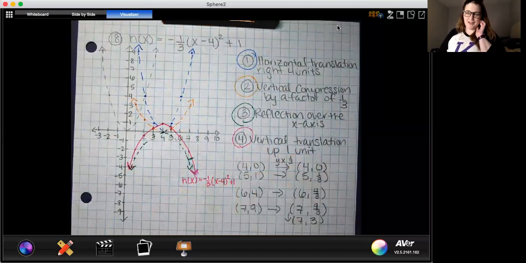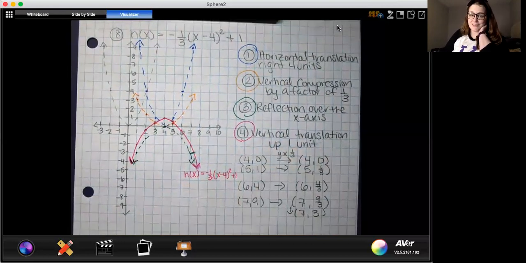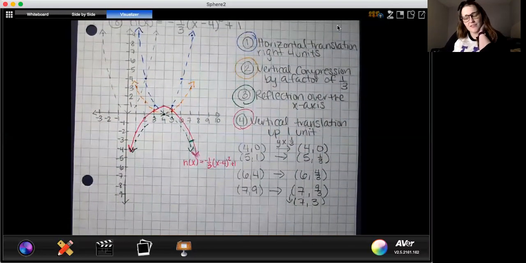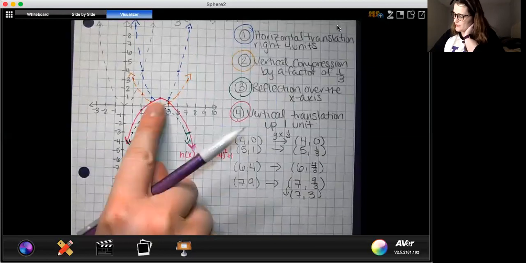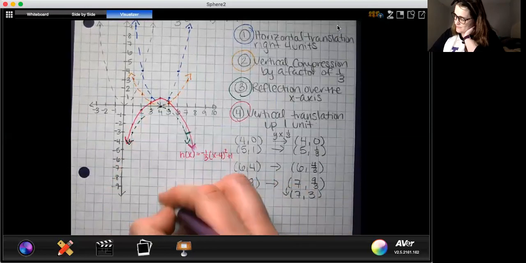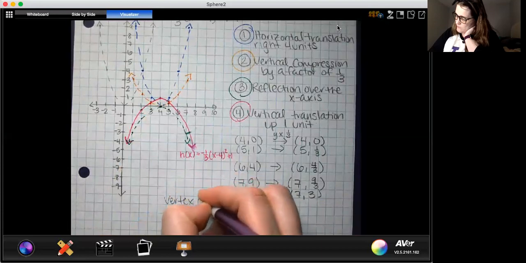Okay, let's talk about domain, range, and axis of symmetry. Let's also talk about that vertex. What happened to that vertex? It finally ended up at (4, 1).